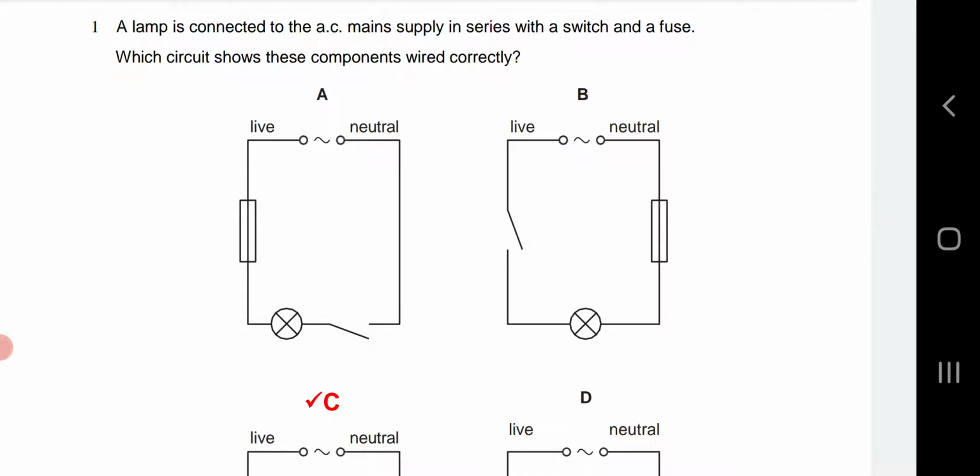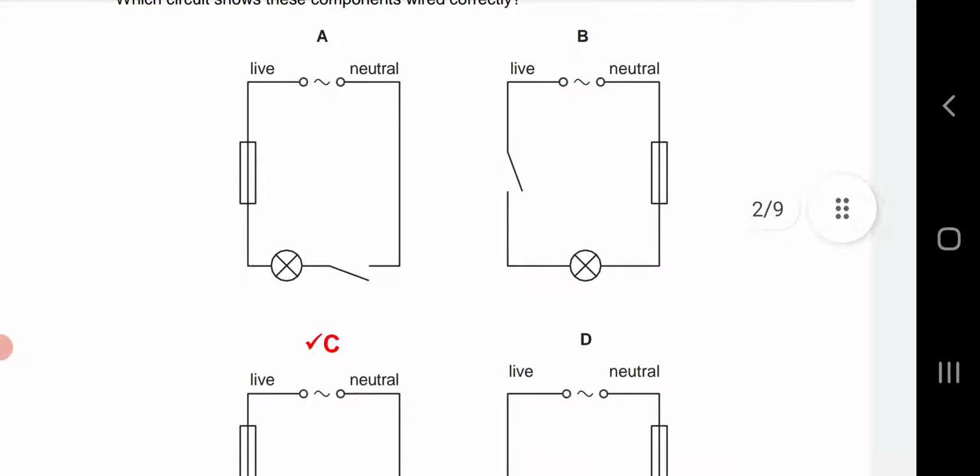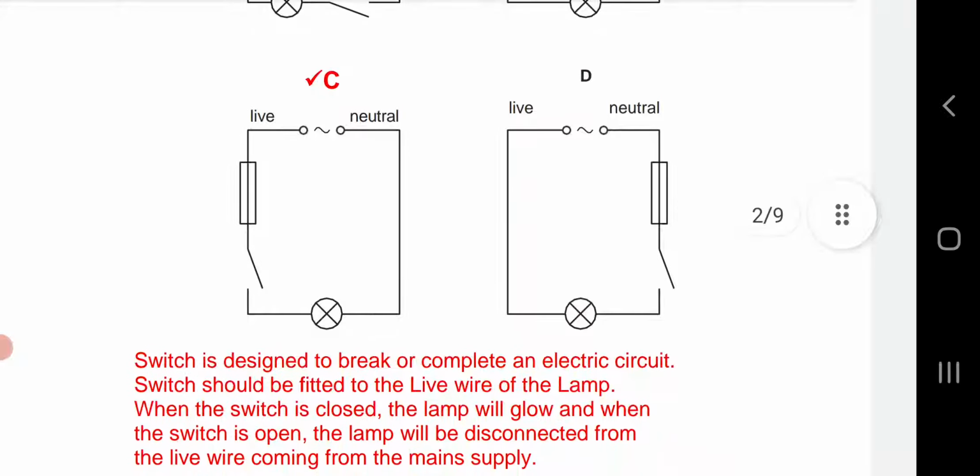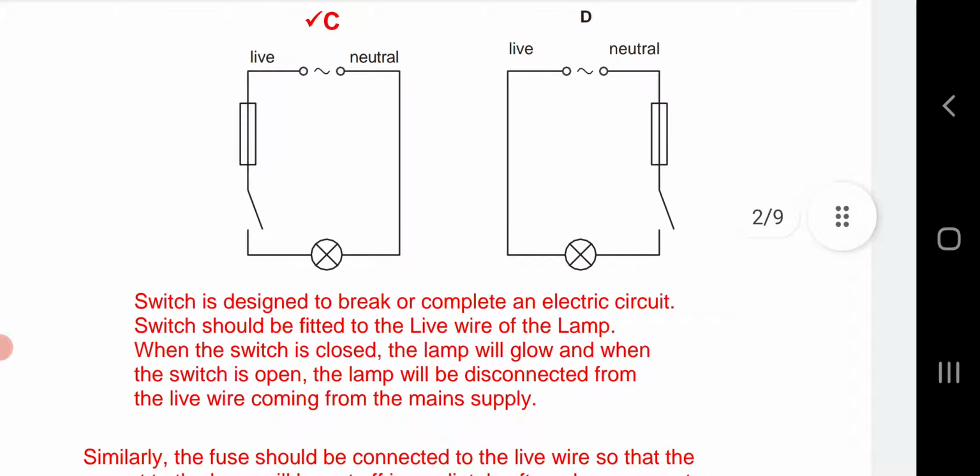Question number 1. A lamp is connected to the AC main supply in series with a switch and a fuse. Which circuit shows these components wired correctly? It is option C. A switch is designed to break or complete an electric circuit. The switch should be fitted to the live wire of the lamp. When the switch is closed, the lamp will glow, and when the switch is open, the lamp will be disconnected from the live wire coming from the mains supply.